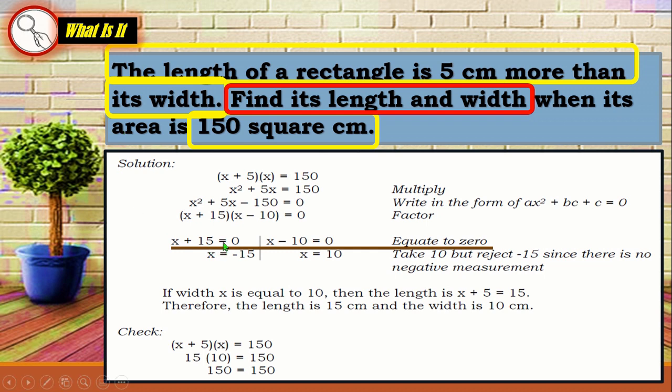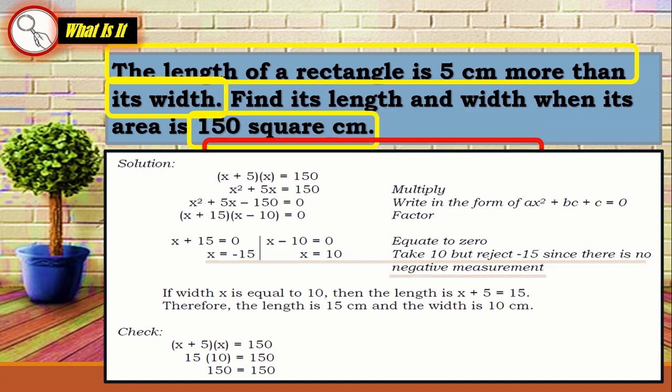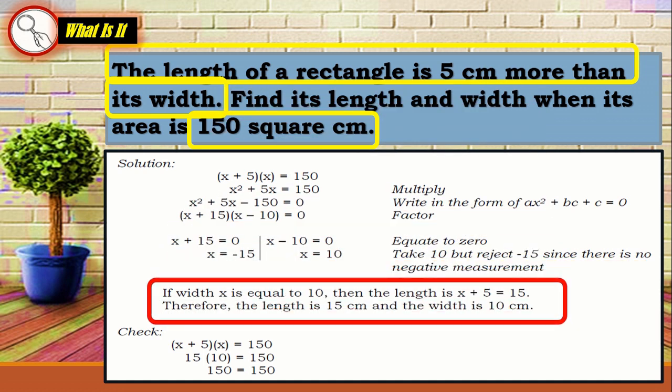x plus 15 is equal to 0 and x minus 10 is equal to 0. So again, we are looking for the length and the width. There are no negative measurements. Therefore, we take 10 but reject negative 15. Now if the width is equal to 10, then the length is, that is right, it should be 15. Therefore, the length is 15 and the width is 10.